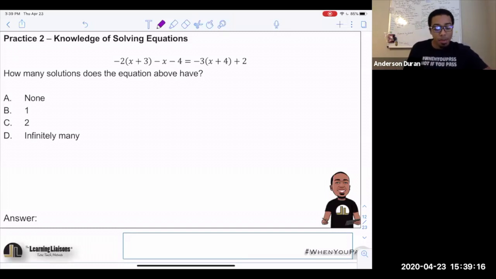So how many solutions does the equation above have? That's the question. All right, everybody, did they ask us to figure out what x is? No, they just want to know if this thing has a solution and how many solutions it has. Now, there's a reason nobody here chose C, and that's for a very good reason.